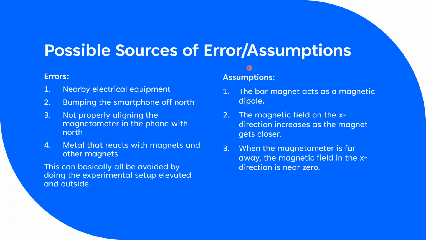Possible sources of error and assumptions for the lab: nearby electrical equipment, plugging in the smartphone, not properly aligning it, and metal and other materials that react with it. You can avoid this by doing it elevated and outside.